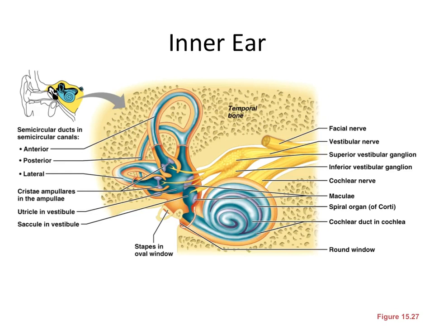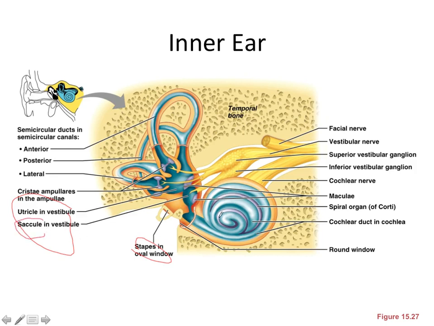Now let's move to the inner ear. Here we can see the stapes, which is directly attached to the oval window. Actually, the stapes is attached to the vestibule. The vestibule has two very important structures. The first is the utricle, on the top. At the bottom, the second important structure is called the saccule.